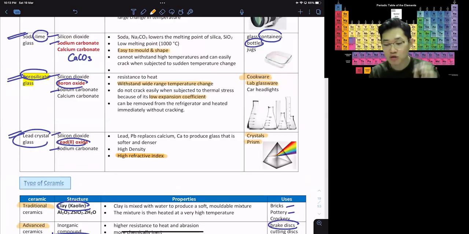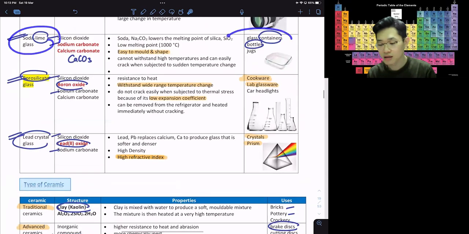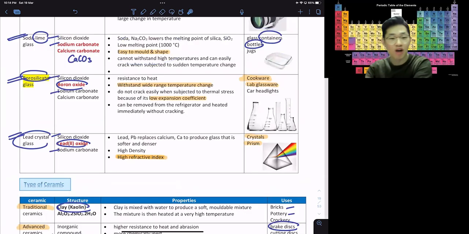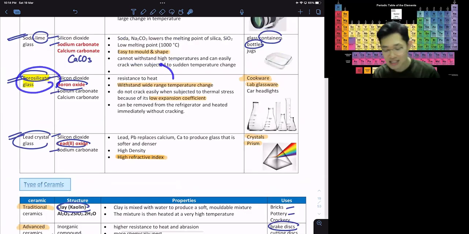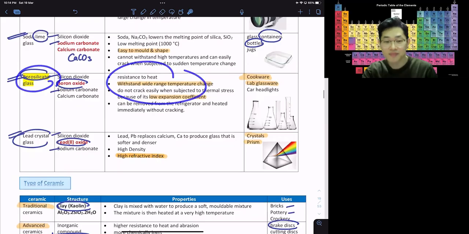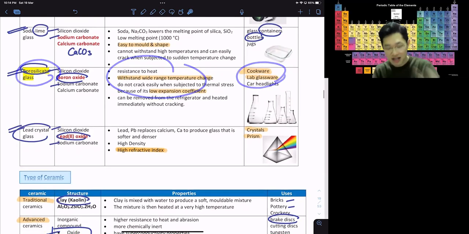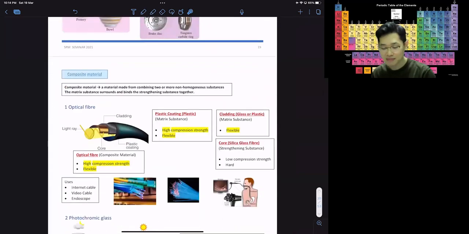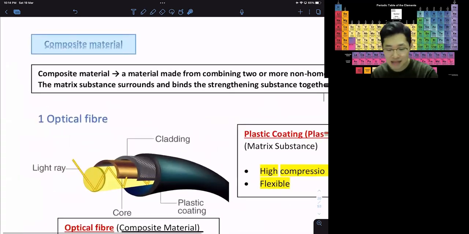So remember soda lime, easy to mold, so used to make bottle or containers. Tahan panas, withstand heat, then cookware. High refractive index, prism or crystal or lens also can. Done. Last part, composite material.